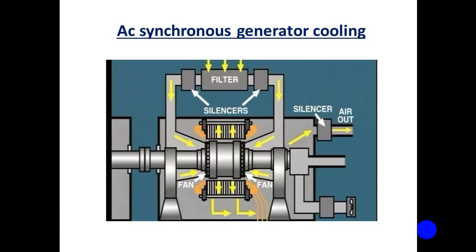Advantages of water cooling over hydrogen cooling. 1. The water-cooled system is faster and more efficient because the thermal conductivity of water is higher than that of hydrogen. 2. The duct area for water is smaller, allowing more space for conductors in the slot.